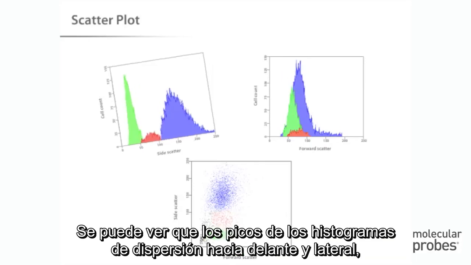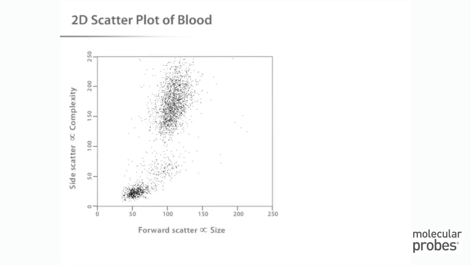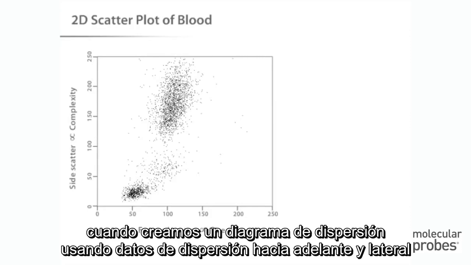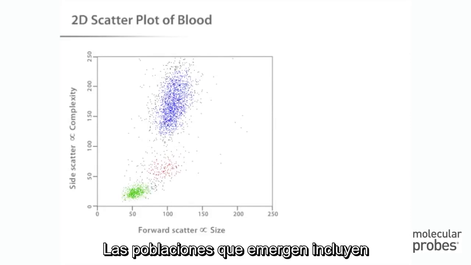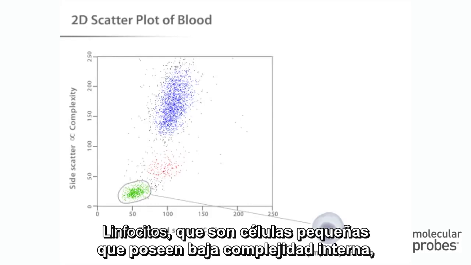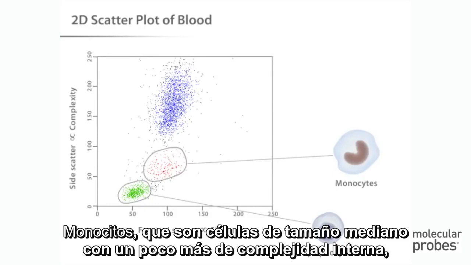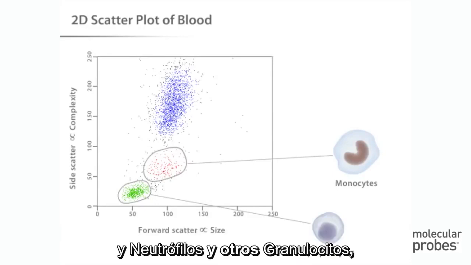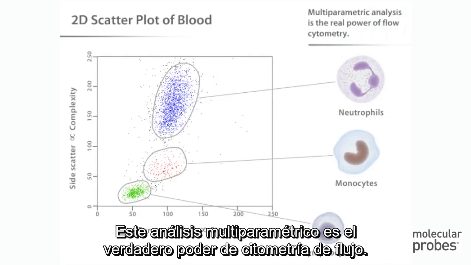You can see that the peaks from the forward and side scatter histograms correlate with the colored dots in the scatter plot. Now we can view the results obtained when we create a scatter plot using forward and side scatter data from a typical peripheral blood cell run. The populations that emerge include lymphocytes, which are small cells possessing low internal complexity, monocytes, which are medium-sized cells with slightly more internal complexity, and neutrophils and other granulocytes, which are large cells that have a lot of internal complexity. This multi-parametric analysis is the real power of flow cytometry.